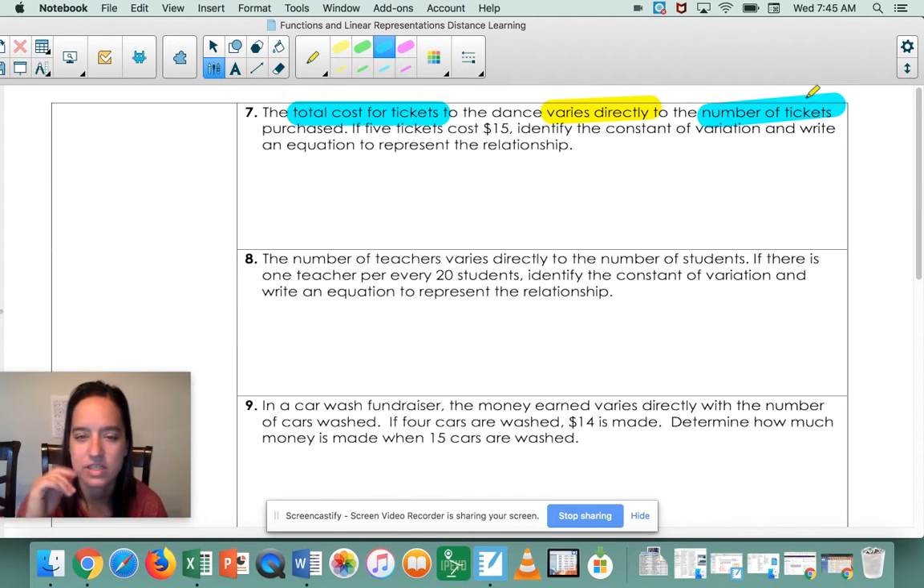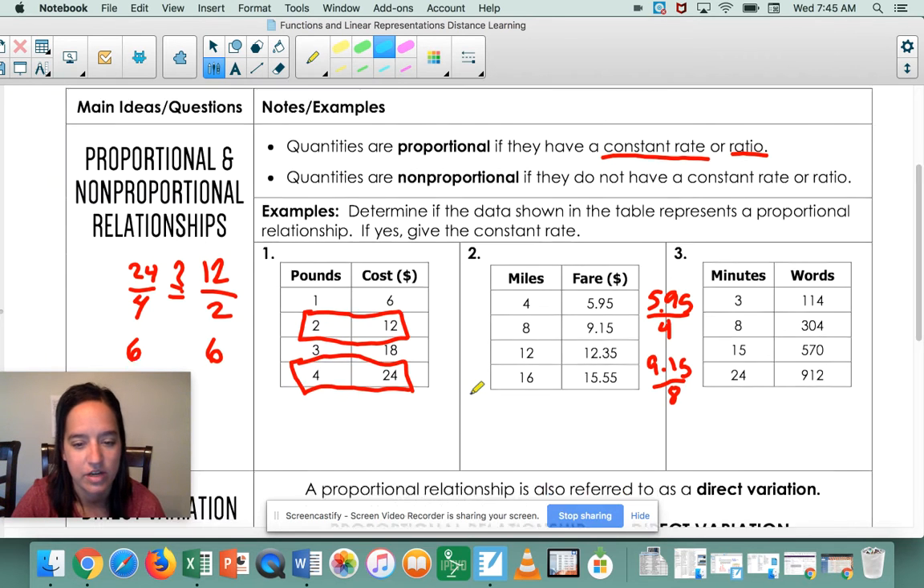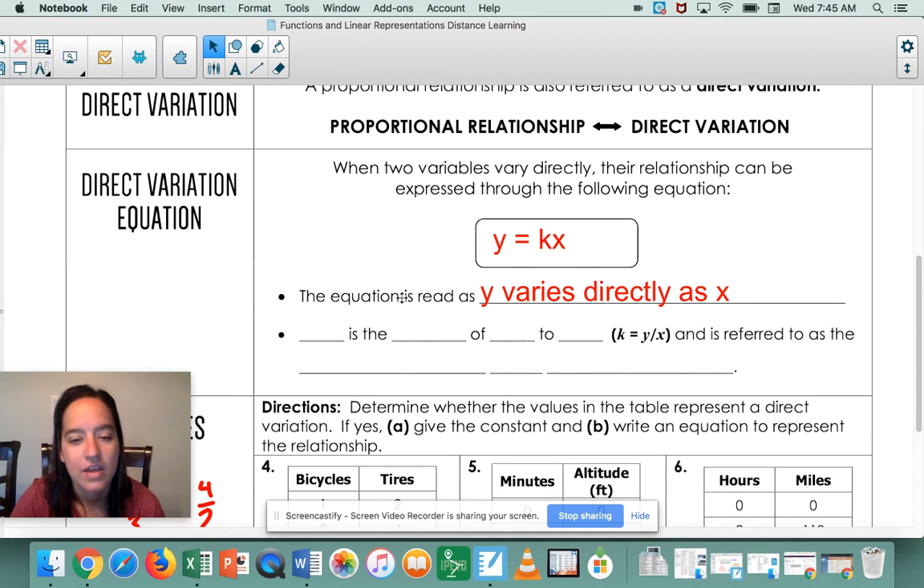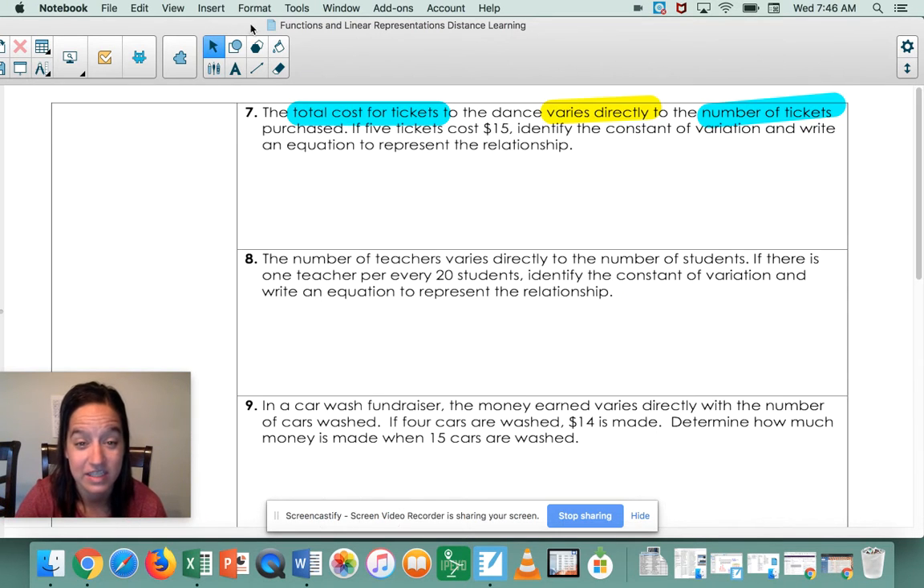If we think back to our notes yesterday, the equation reads, y varies directly as x. This actually helps us a lot. The y varies directly to the x. Look at that. It literally goes in the exact order that we know. And so I know that my y is my cost and my x is my number of tickets.